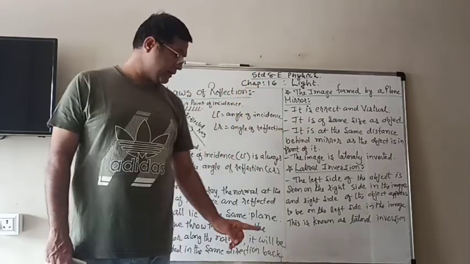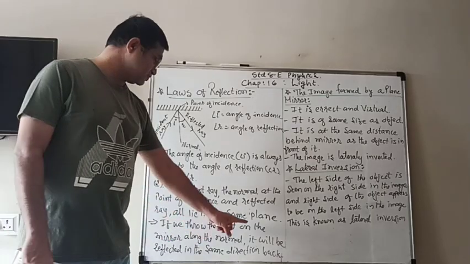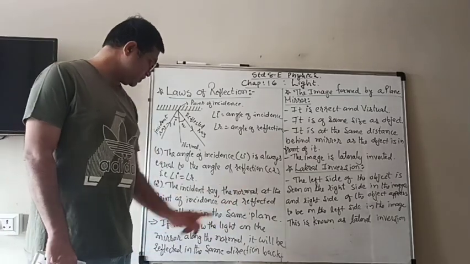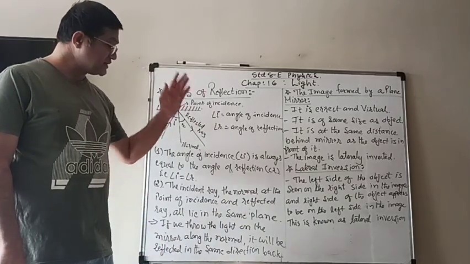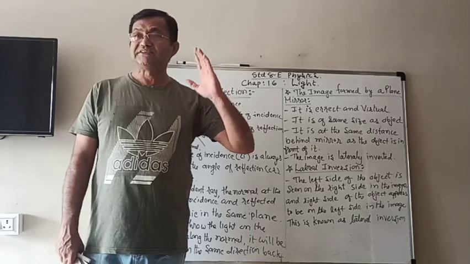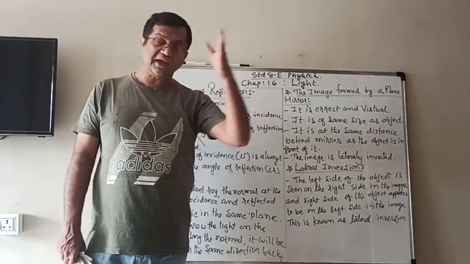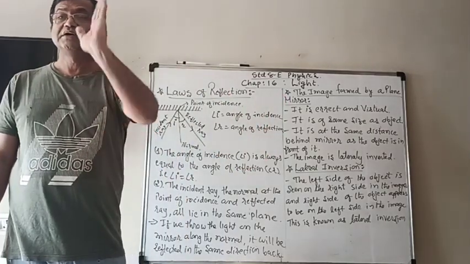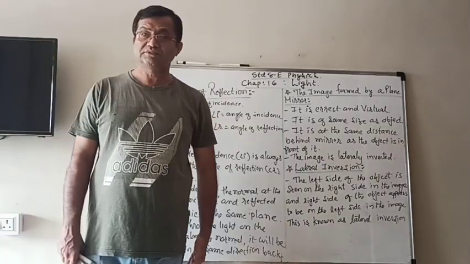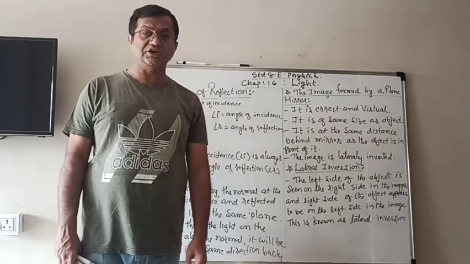So remember that when light is thrown on the mirror along the normal, it will be reflected in the same direction back, and we won't be able to see the reflected ray and the incident ray separately, because they will coincide. It will be the same direction.